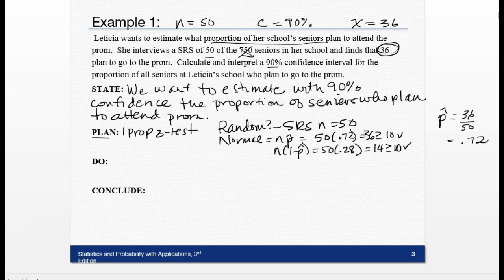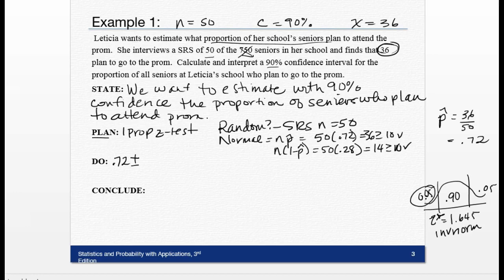Now to do this, I'm going to write out my formula. So p hat is 0.72 plus or minus the margin of error. Remember our curve, we need to start with our z-star. We did this before. This was 90%, which meant this part was 0.05 and this part was 0.05. We put this in our calculator and got a z-star value of 1.645 by using inverse norm and entering that area. So our z-star is 1.645, and then the formula is p hat times 1 minus p hat divided by our sample size, which is 50.